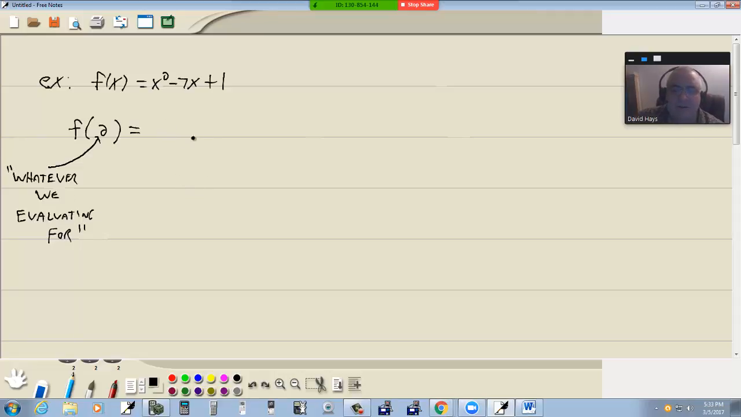And remember our steps. Our first step is to go through and replace all of our variables with parentheses. So I got parentheses squared minus 7 times parentheses plus 1. Notice everything else remained exactly the same. I just replaced the x's with parentheses. Step 2, inside of those parentheses, we plug in whatever we're evaluating for. And that'll always be whatever's inside of parentheses right here, which is 2. So put 2 here and 2 here.